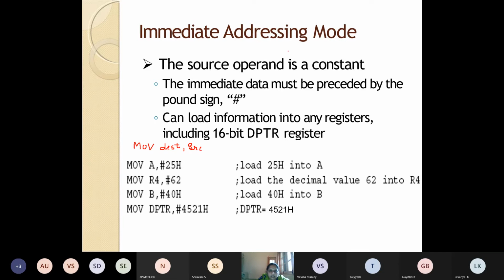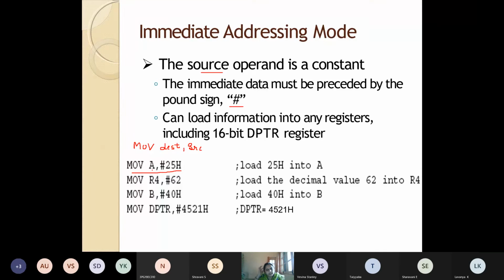Okay, so the same move instruction is used to explain all the addressing modes. In the immediate addressing mode, the source operand is a constant. Whatever data is there, the data is immediately specified in the instruction. Whenever I'm specifying the data immediately, I use the hash symbol or the pound sign, which precedes the data. Here is one example: MOV A, #25h. The h indicates a hexadecimal value, so in this case the value 25 is loaded into the register A.